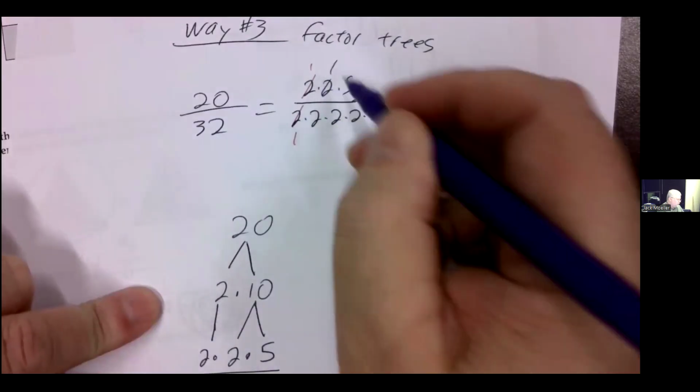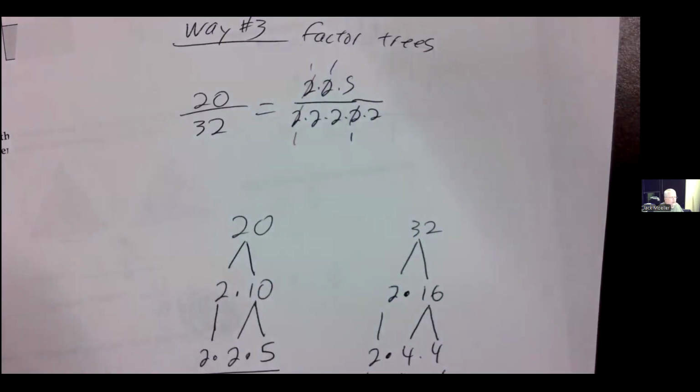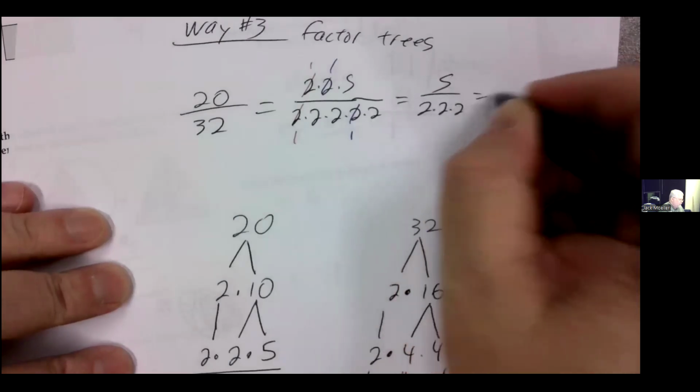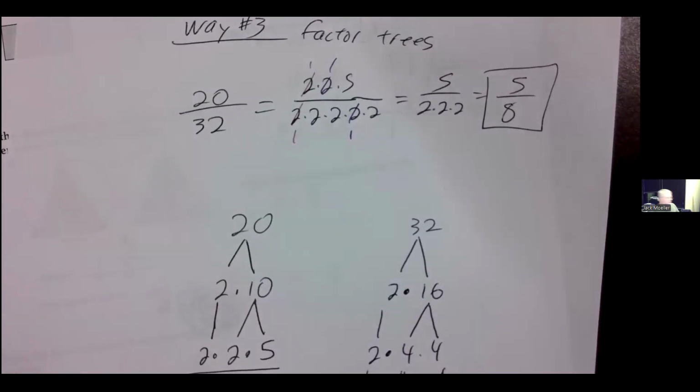So I'm going to do this 2 and that 2. Okay. And then there are no more factors that are common top to bottom. So the top has a 5, the bottom has 2's, and that's it. So then you multiply what you have left, gets us right back to that 5/8. Okay.